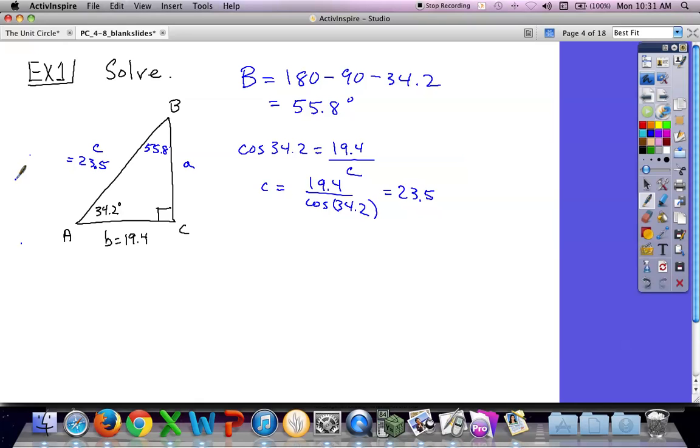Now, I might not have solved the same thing. I might have gone, tell you the truth, I would have done tangent. If I did tangent of 34.2, that would have been A over 19.4, and then my variable's now in the denominator, which does tend to cause a little more trouble. So you could have done it in a different way, but I mean, if you could do that correctly, it's all the same thing.